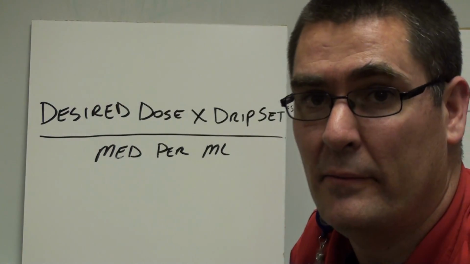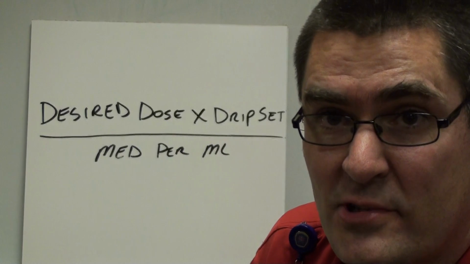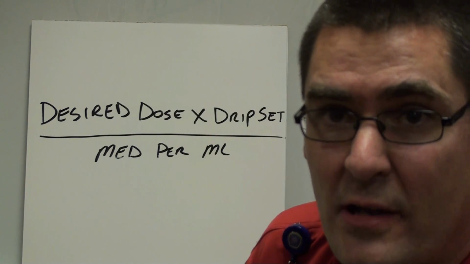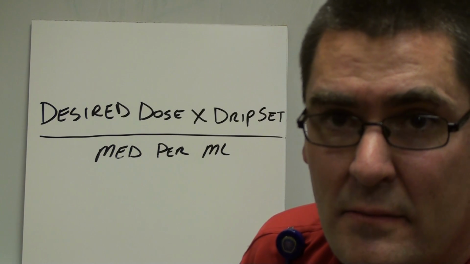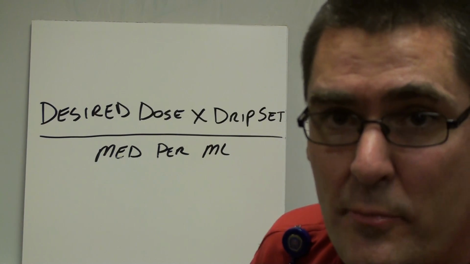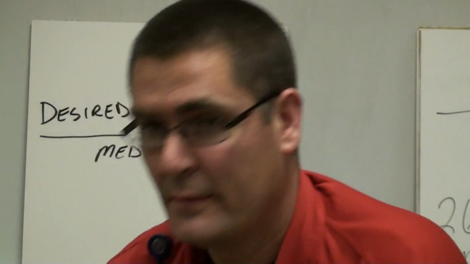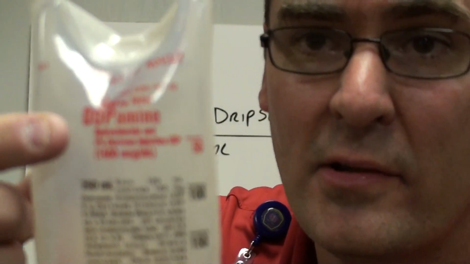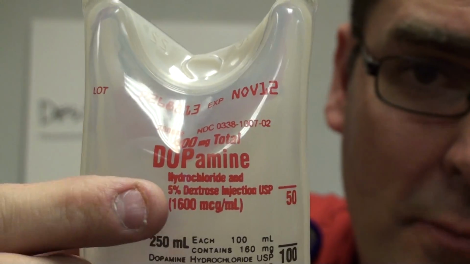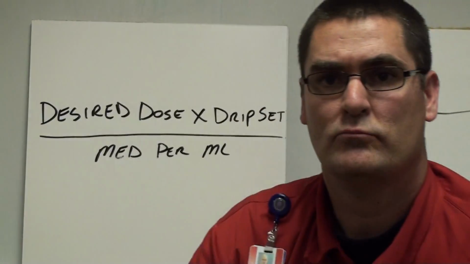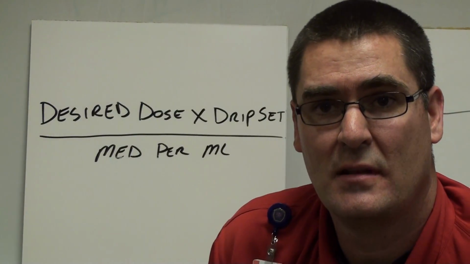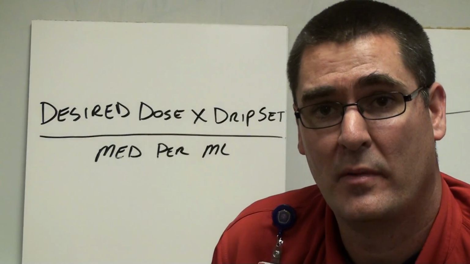That's going to be your bread and butter right there because you can see it. Here's the first formula. Here's how hard it is. Check it out. Desired dose, times your drip set, divided by your medication per milliliter. Remember this? Medication per milliliter, what is it? 1,600 micrograms. Okay. So desired dose, times drip set, divided by medication per milliliter.